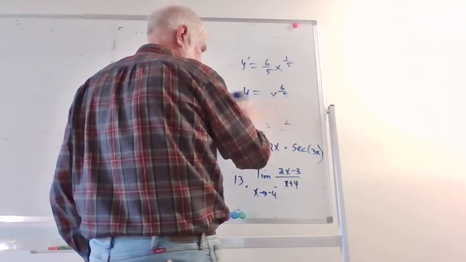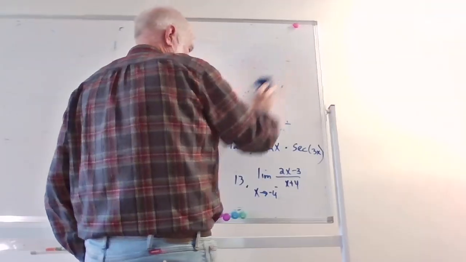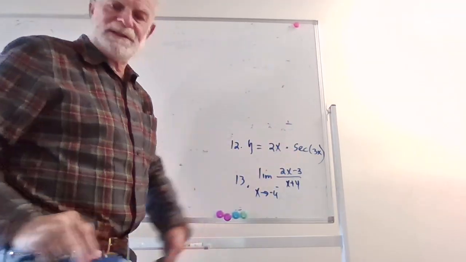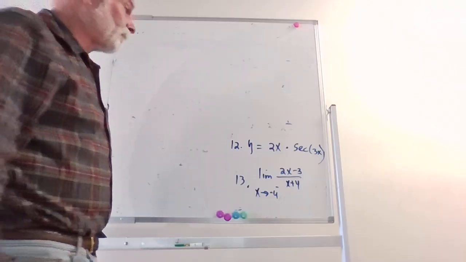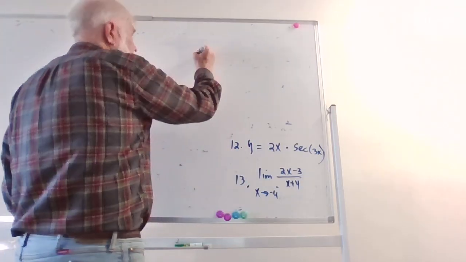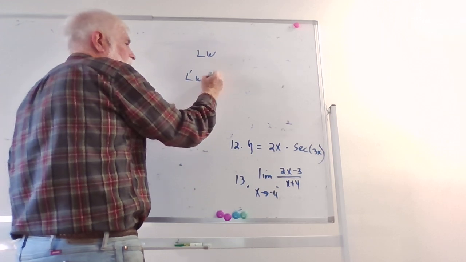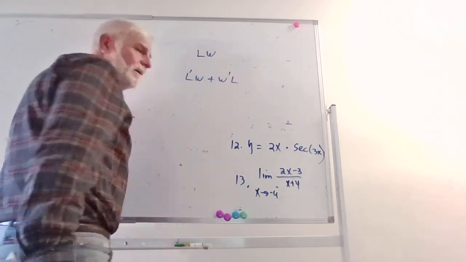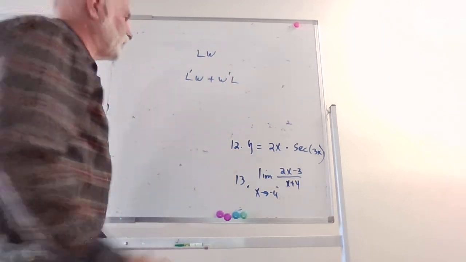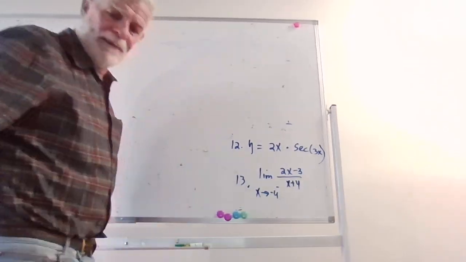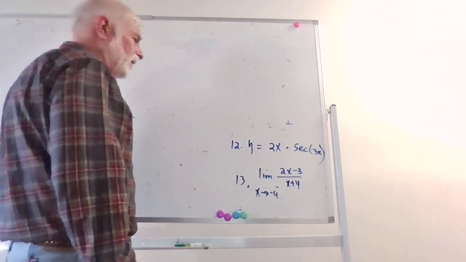Next, can you take the derivative of y equals 2x times the secant of 3x? Okay, so length times width. The derivative of that is L prime W plus W prime L. Go and look at the product rule in the playlist and you'll see the numerics as to why, and you'll have the shapes drawn. Draw that rectangle and play with it.